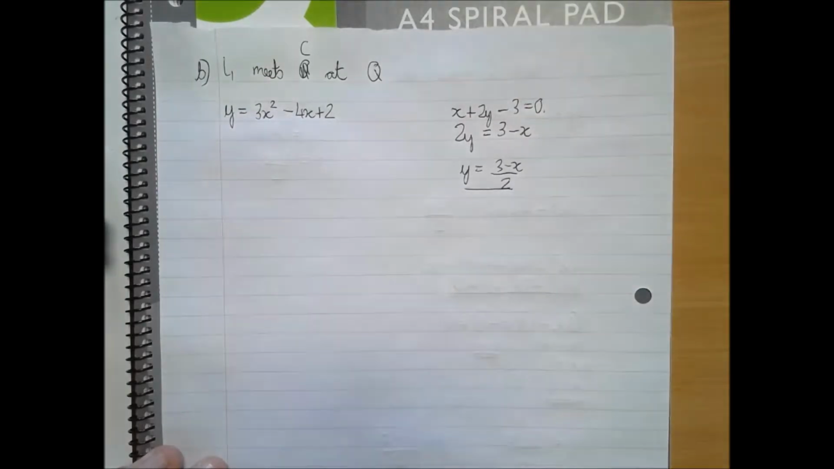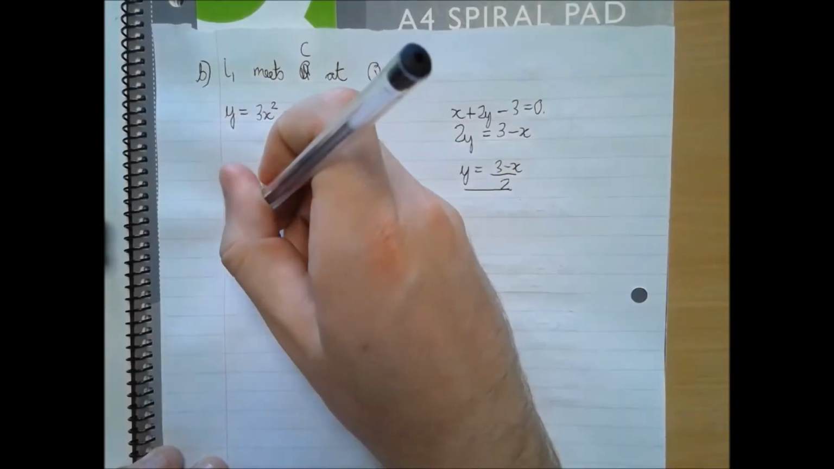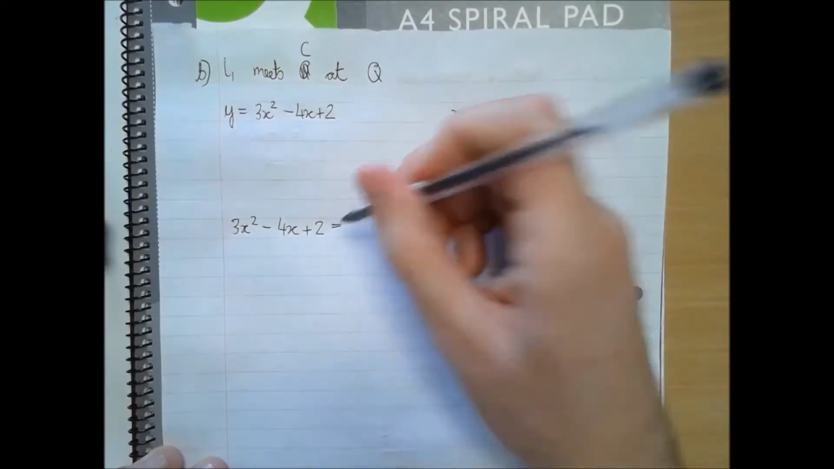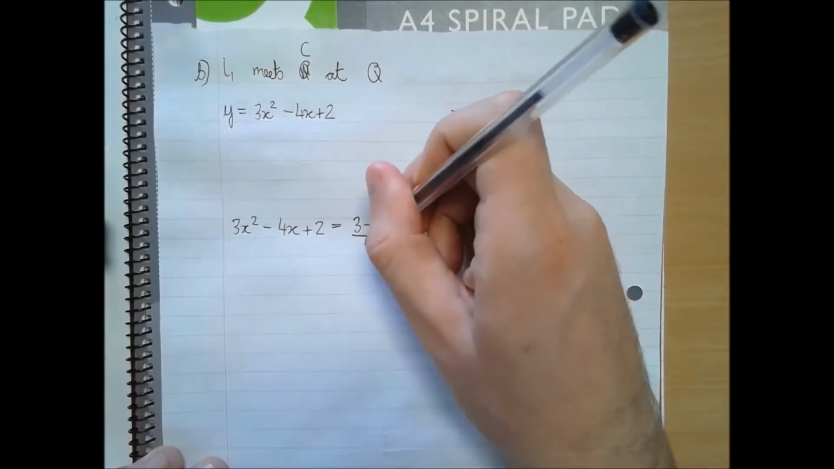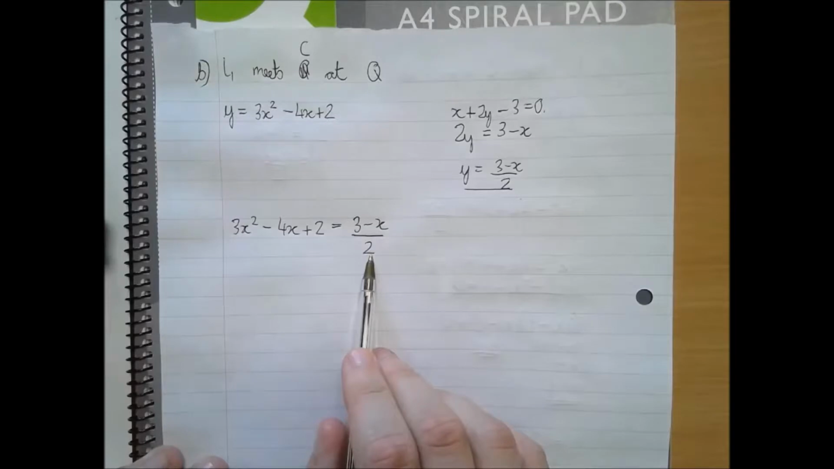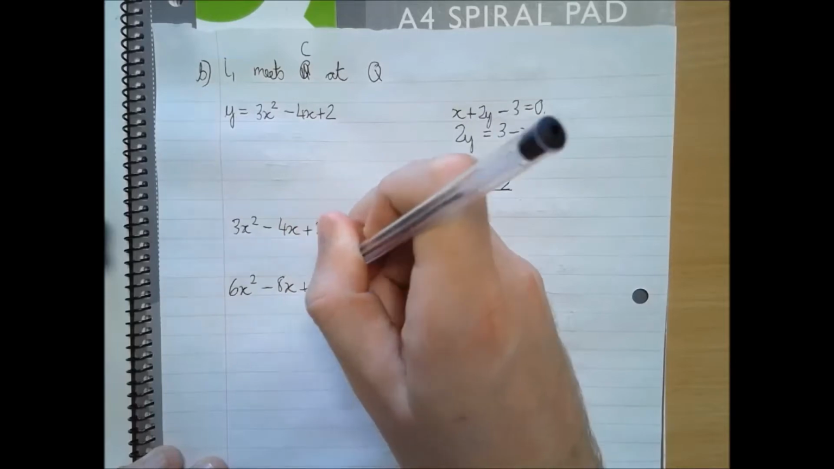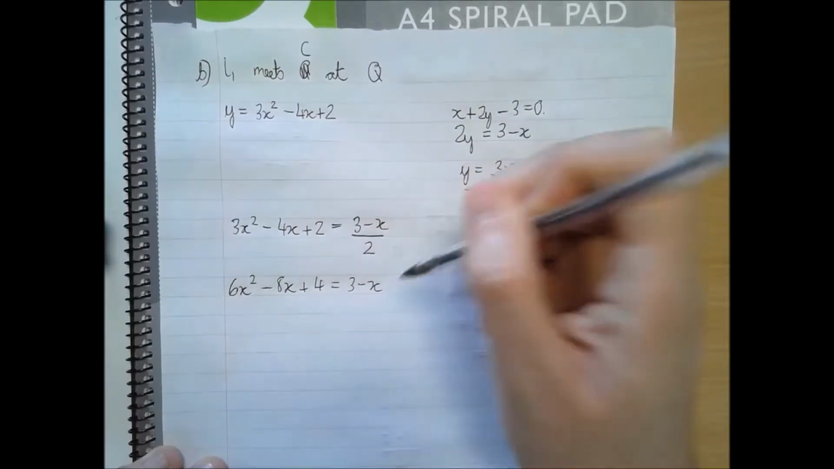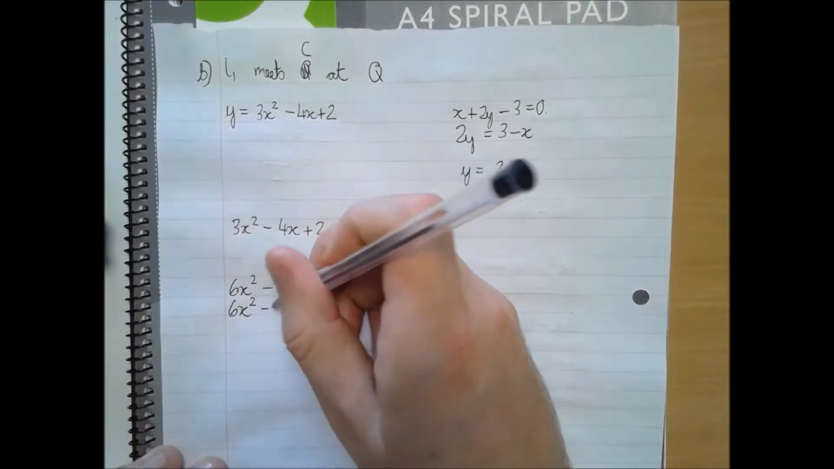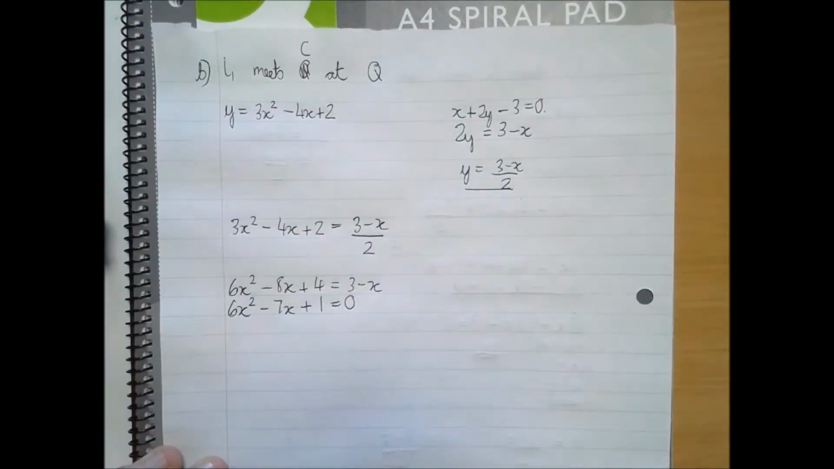Okay, so I've got two equations for y. I've got y equals there, y equals there, so I'm going to set them equal to each other, and I'm going to have 3x squared minus 4x plus 2 is equal to (3 minus x) over 2. And of course I want to rearrange this now and simplify it. I've got a division by 2 here, so I'm going to multiply everything by 2. And then of course I'm going to move these over to get a quadratic that I can work with. There we go.